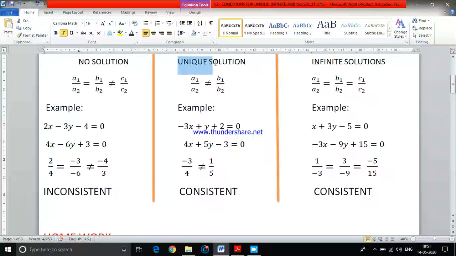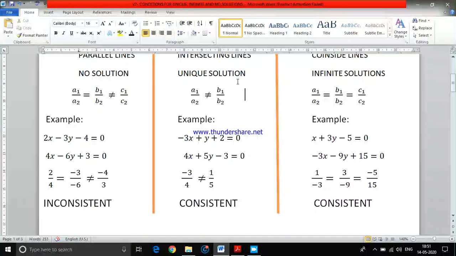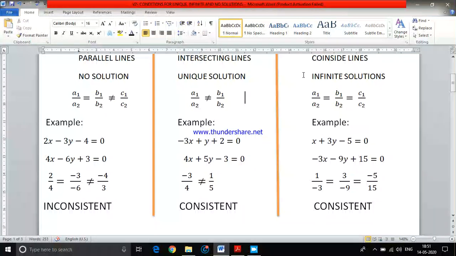Now when we have a unique solution, then I have a1 upon a2 is not equal to b1 upon b2. So this ratio will never be equal. Then I have a unique solution, that means lines intersect at one point. Now when I have a1 upon a2 equals b1 upon b2 equals c1 upon c2, all three ratios are equal, then we say they are coincident lines and there will be infinitely many solutions.